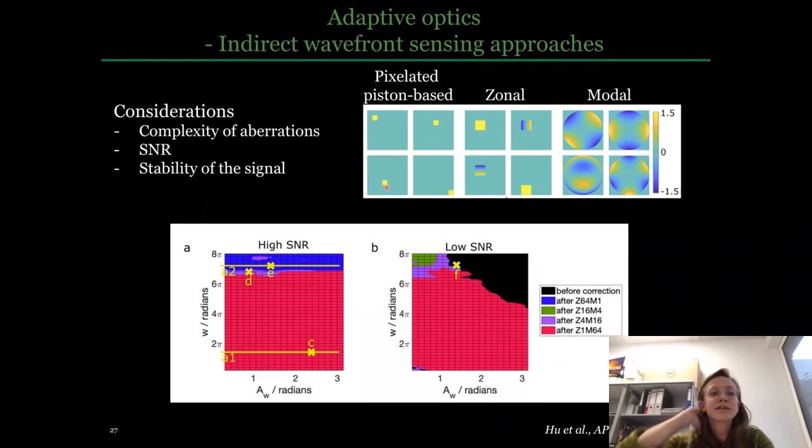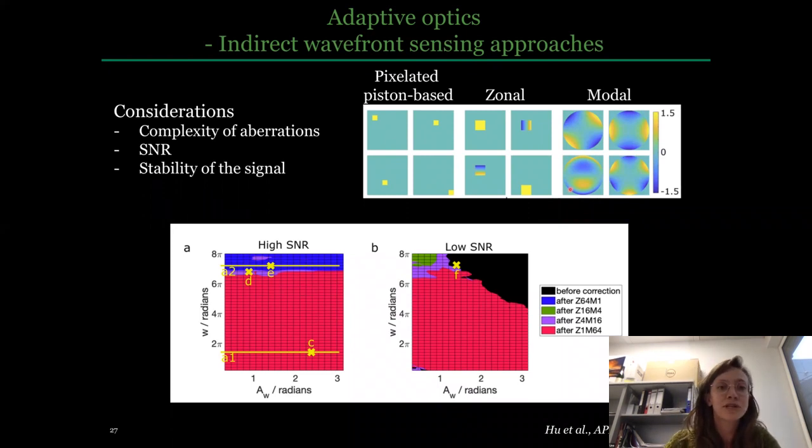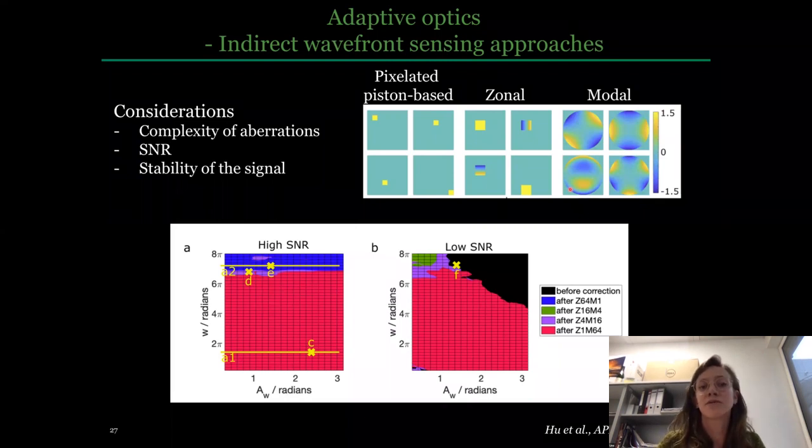But the situation changes if you consider low signal-to-noise conditions, where modal approaches are actually more robust. This is also intuitive: if you modulate only a sub-region of your pupil, your modulated signal change is smaller than if you modulate the entire pupil at once. And as we really wanted to push aberration correction in three-photon microscopy with respect to depth, we expected low signal-to-noise conditions and therefore chose a modal-based approach.